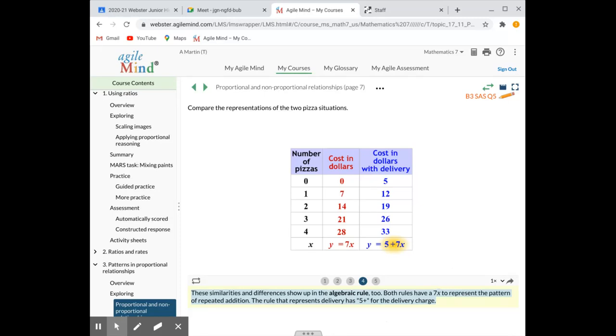All right, so they're both algebraic rules. They both use 7 times x to represent the cost per pizza. The only difference is for the one that has a delivery, we have to add the delivery charge. Does that make sense, Rosiah?